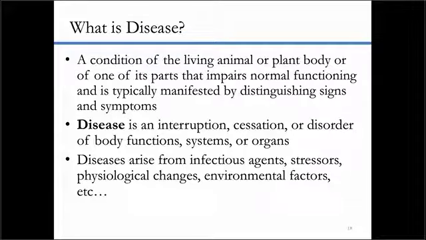And then the opposite of that is what is disease? So what does it mean to have a disease or an illness? There's multiple definitions of disease. Disease is a condition of the living animal or plant body or one of its parts that impairs normal functioning and is typically manifested by distinguishing signs and symptoms.